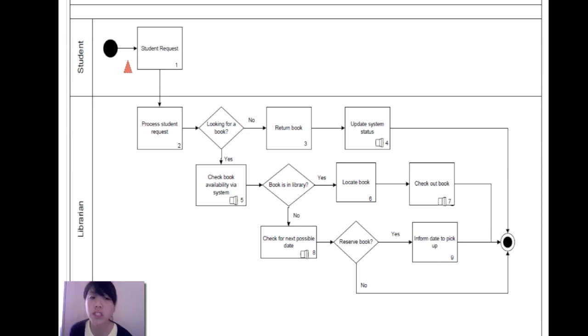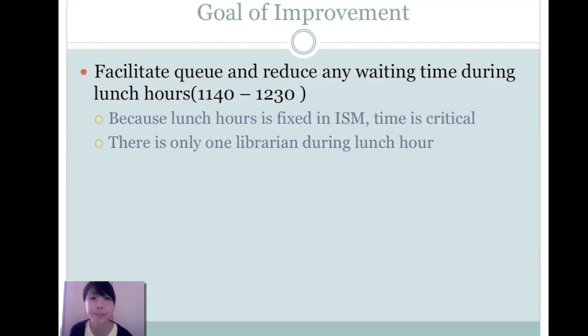And if the student is not looking for a book, most likely the student is there to return a book, then the librarian will update the system status, and the student will exit from the system as well.